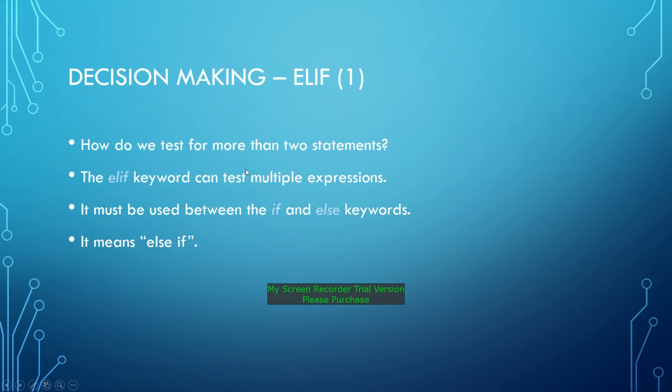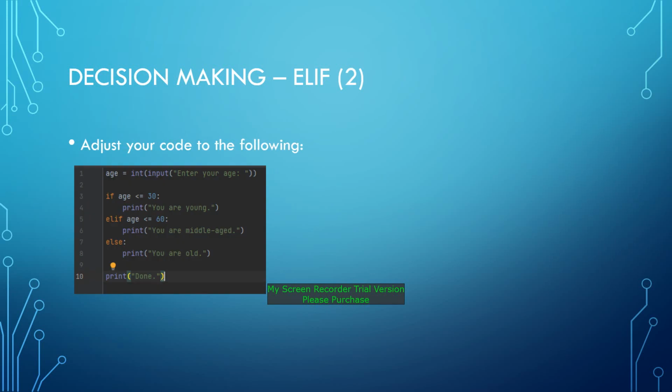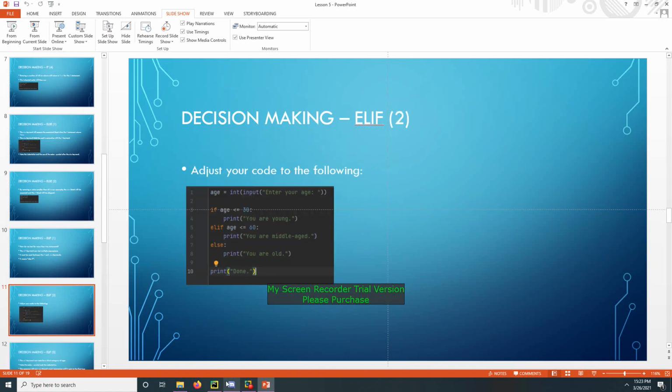So elif is the keyword we can use to test multiple expressions. It must be used between the if and the else. So elif is just short for else if. So you can say if greater than 40, else if greater than 60, or else. Then else checks for everything else. All right. So we can adjust our code now in the following way.